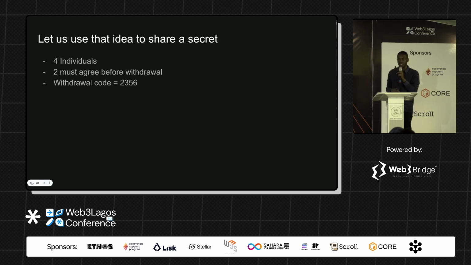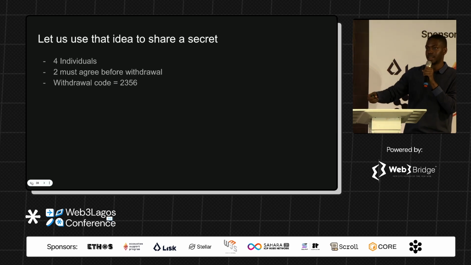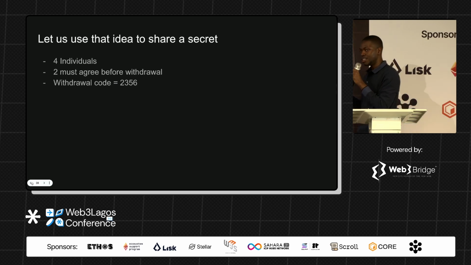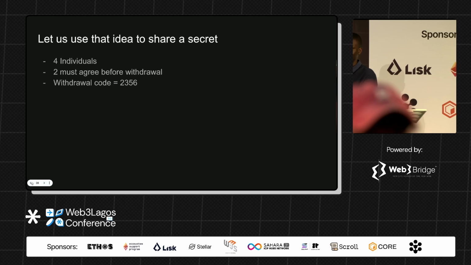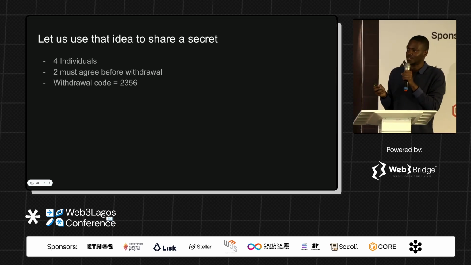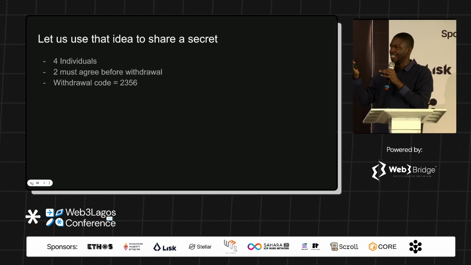So let's use this to share a secret. Let's try and apply this to share a secret. So let's reduce the problem a bit. Now, assume we have 4 individuals in the house. We still have 1 deposit box, and the withdrawal code is 2356. But then we want 2 individuals in the house to agree before you can spend, okay? Does the problem make sense? Cool. So how do we do this using the straight line? Does anyone have any idea? We have all the ingredients needed to construct a way to share it. Do you have one?